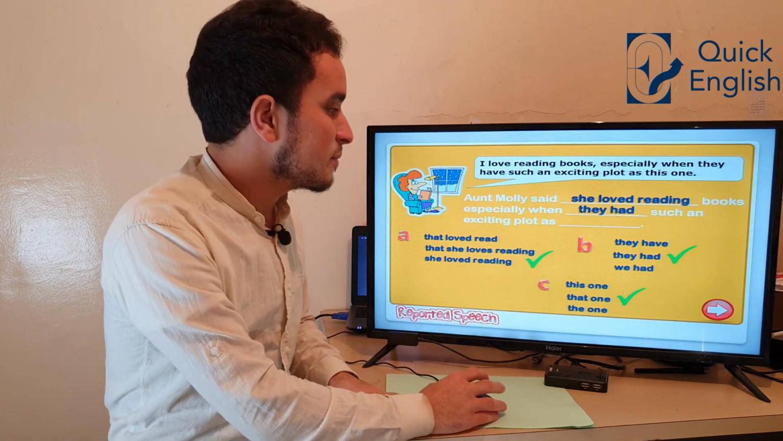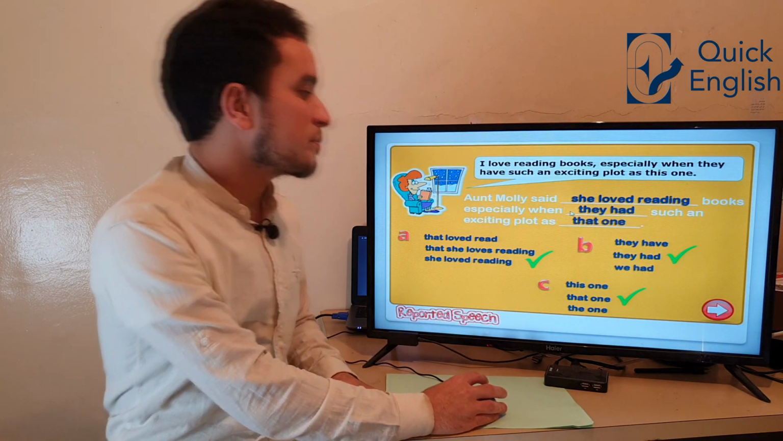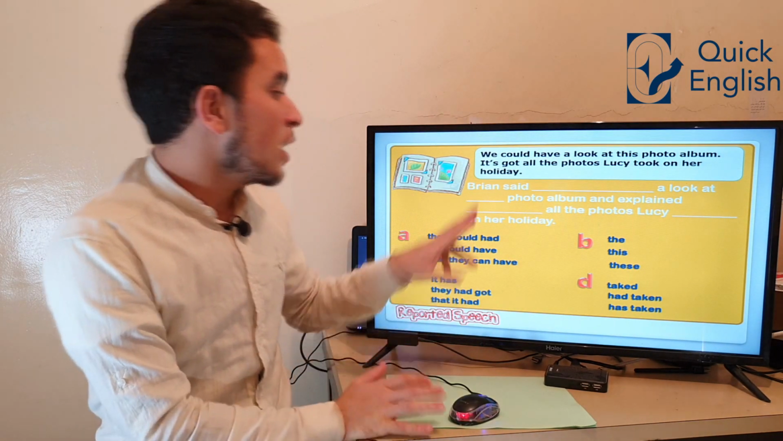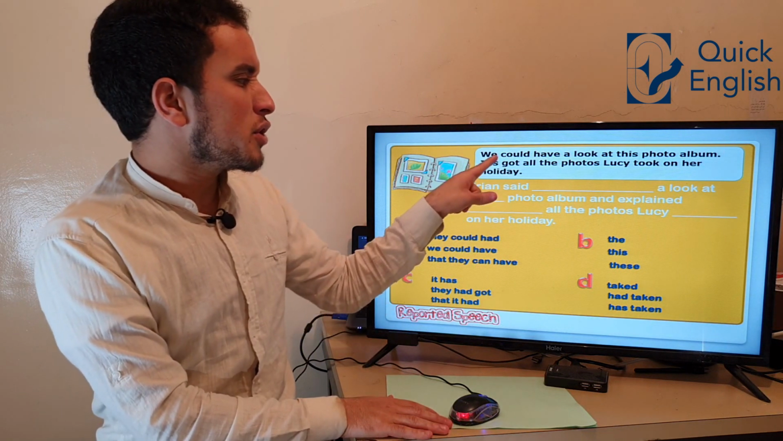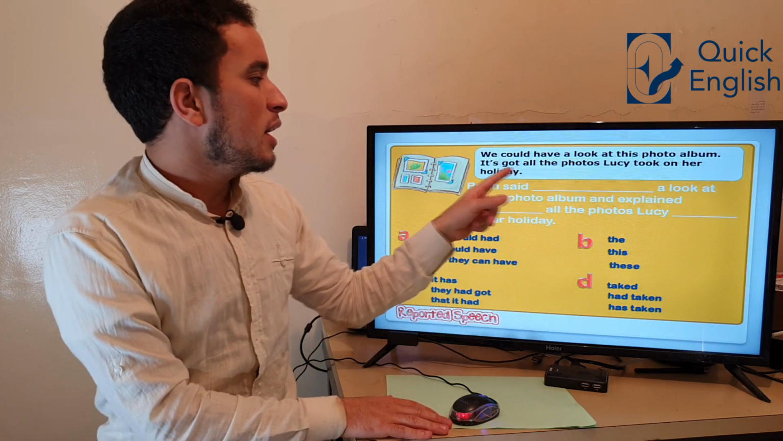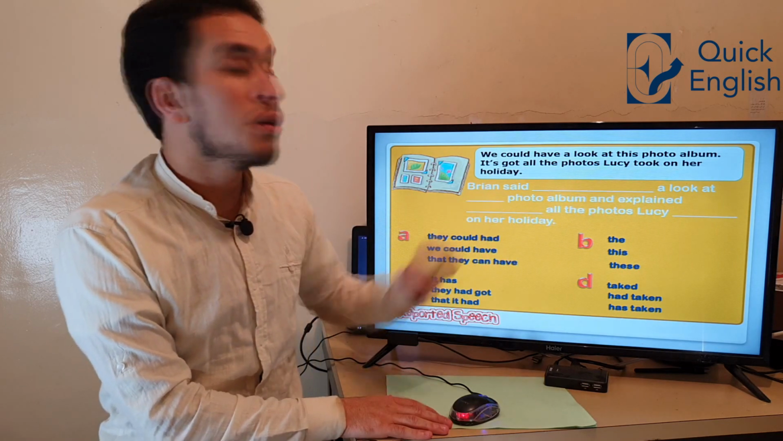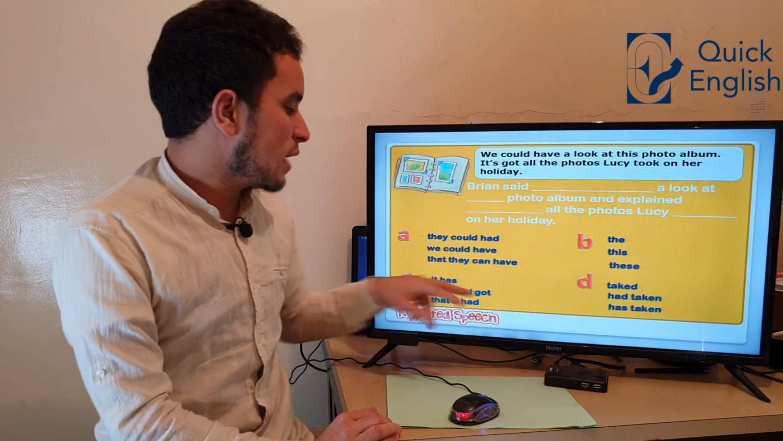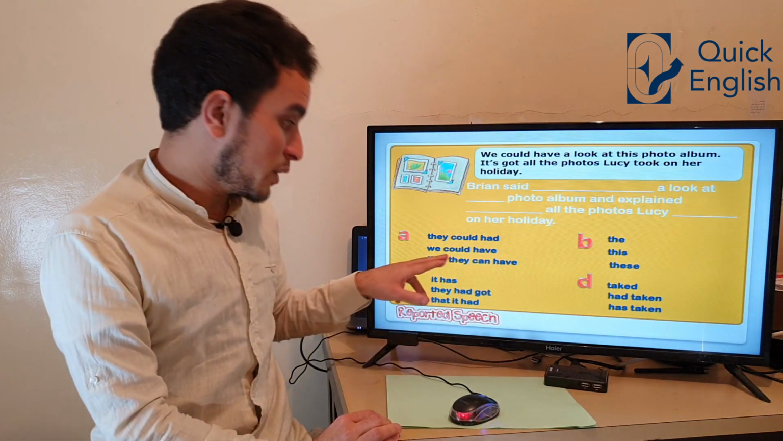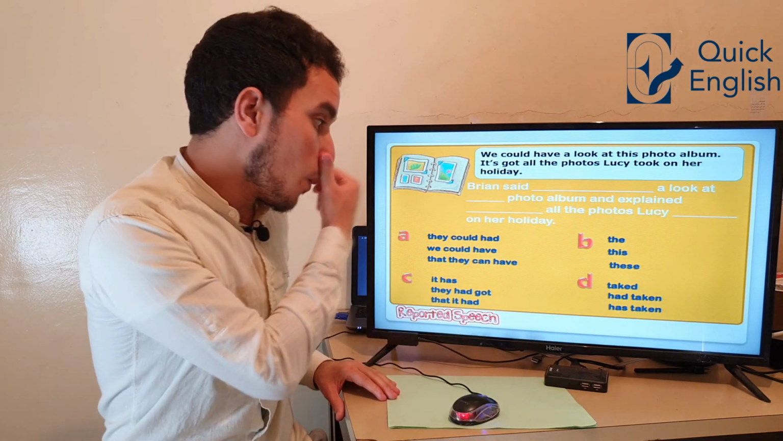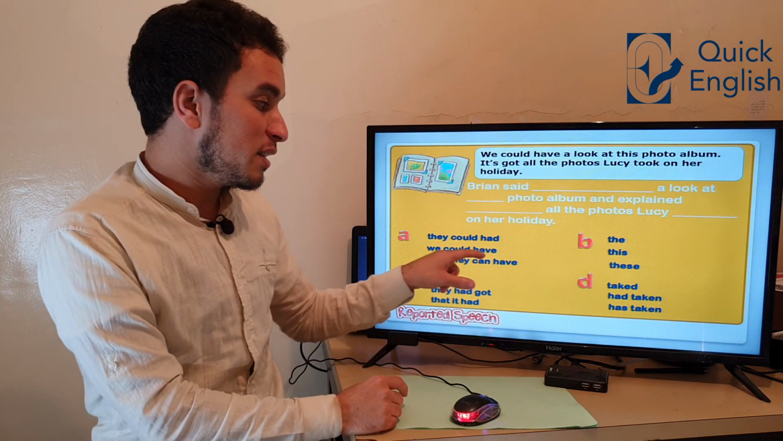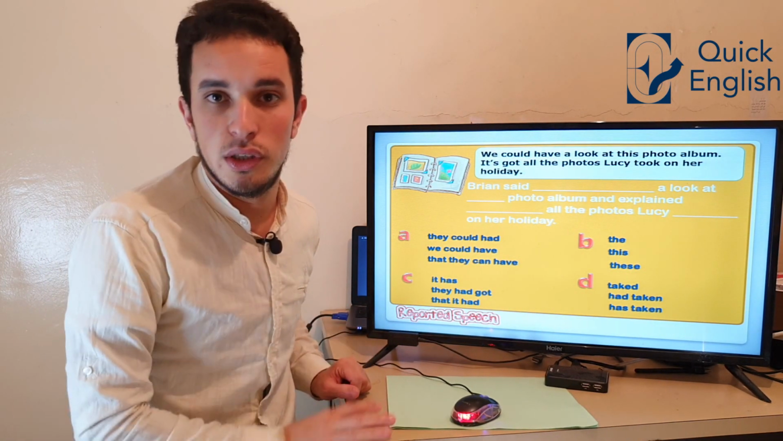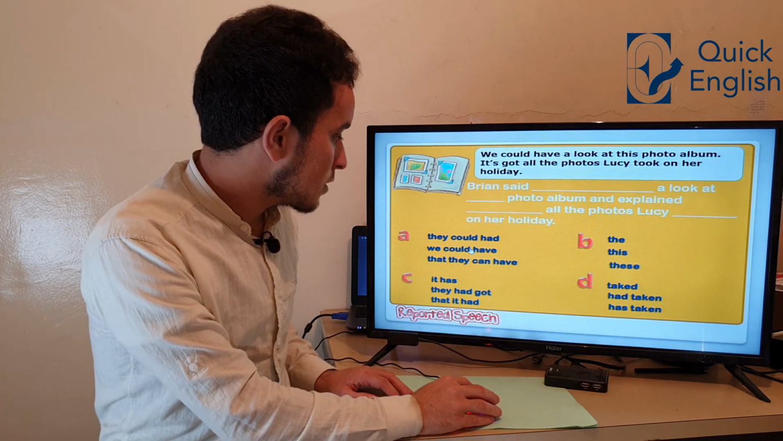Good, let's move on to another example. Now, Brian said, so we have an introduction here: we could have a look at this photo album. It's got all the photos Lucy took on her holiday. So Brian said they could have, or we could have, or that they could have. Of course, we need to choose the second answer. Why? Because after could, we need the infinitive. We can't put a verb conjugated into the past after could, which is a modal verb.